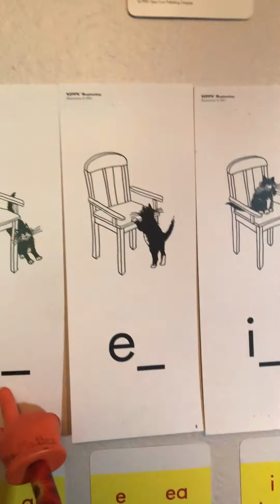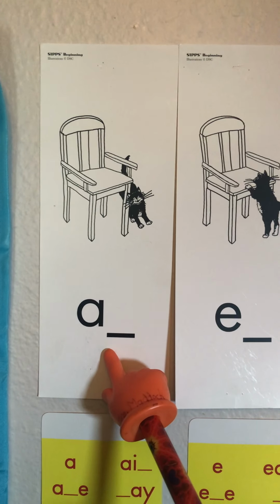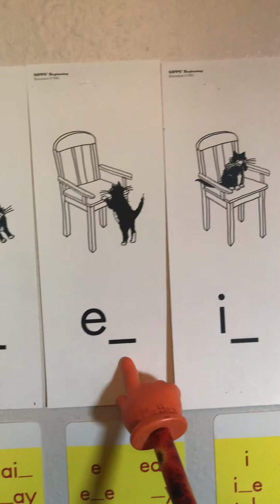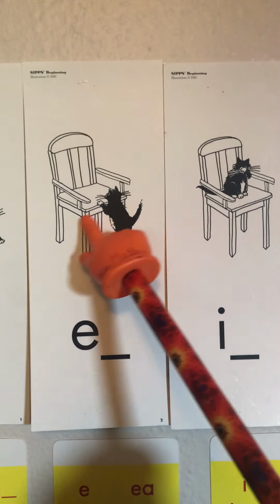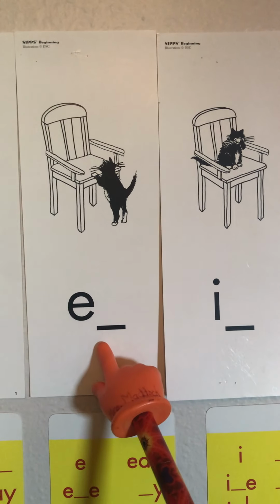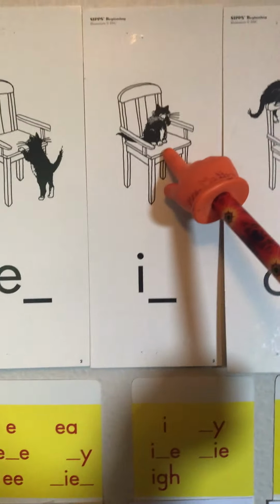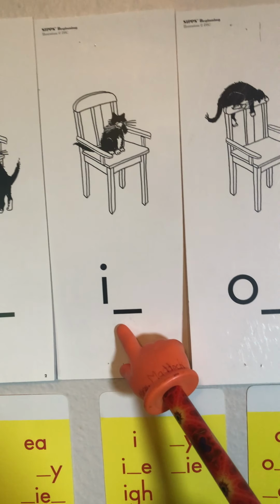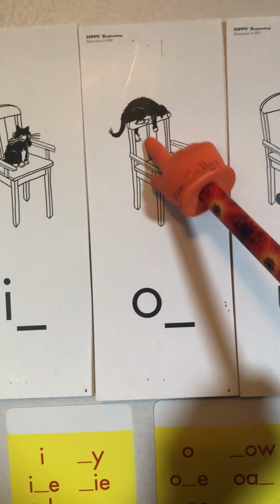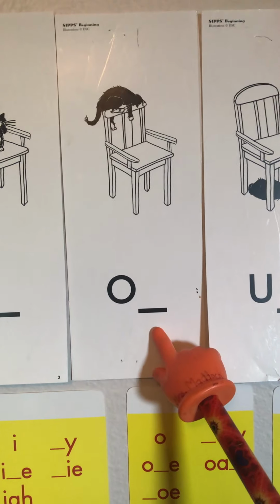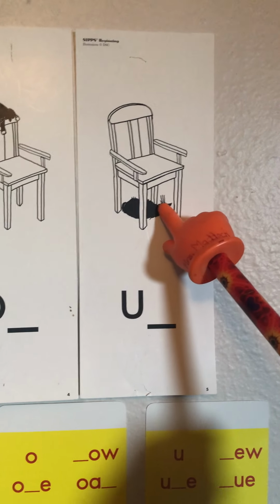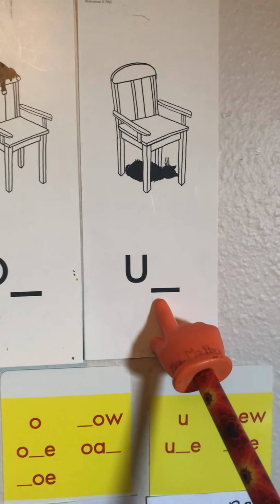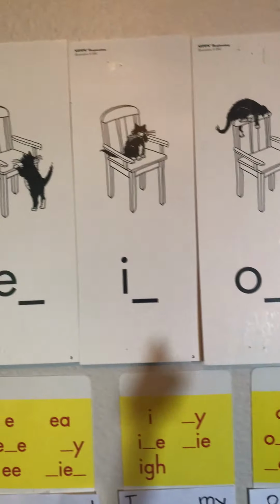First, we're just going to go over short vowel sounds. Everybody knows these, so say it with me. What's this sound? A, at the chair. What's this sound? E, edge of the chair. I, in the chair. O, on the chair. U, under the chair. Those are the short vowel sounds.